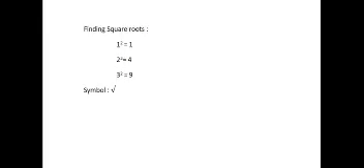Finding square roots. The inverse operation of squaring is the square root. That is, 1 square equal to 1, so square root of 1 is 1. 2 square equal to 4, so square root of 4 is equal to 2. 3 square equal to 9, so square root of 9 is equal to 3. The three methods to find the square root are finding square root through repeated subtraction, finding square root through prime factorization, and finding square root by the division method.